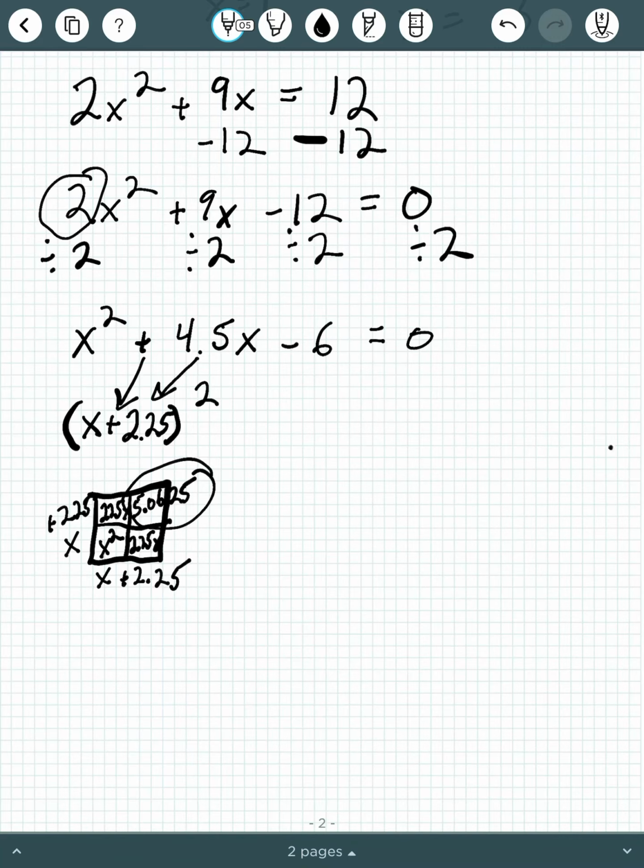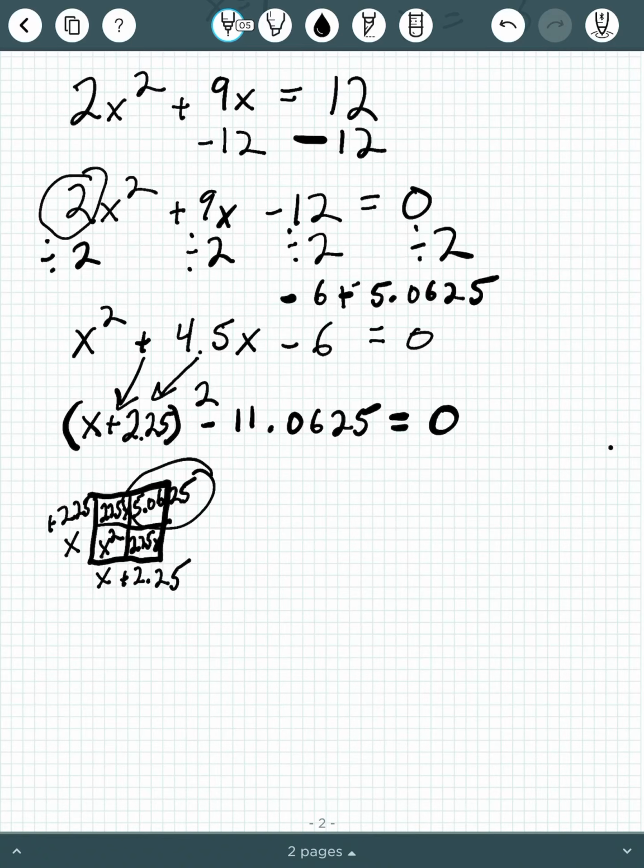This one, let's just jump straight to that trick here. So if I do negative 6 minus 5.0625, well, that's like adding a negative. So that's going to give me minus 11.0625. And we can think about that now. 5.0625, which is positive, minus 11.0625 would take us to negative 6. So that's the value we needed.